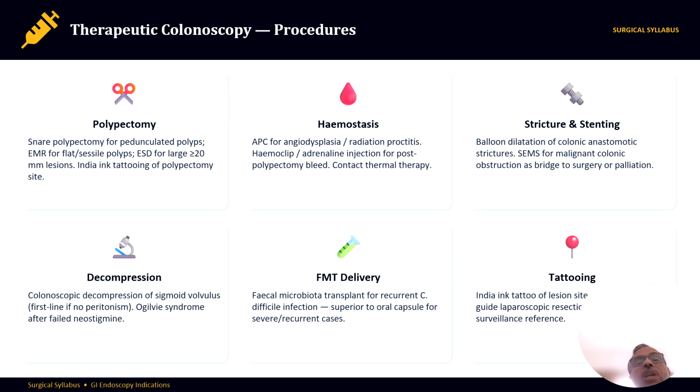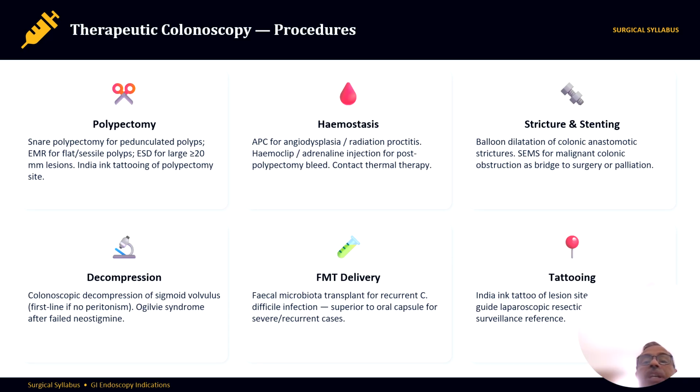You can use hemoclips, adrenaline injection, even for post polypectomy bleed. You can also do contact thermal therapy or coagulation therapy. Stricture and stenting is another indication for therapeutic colonoscopy: balloon dilatation of colonic anastomotic strictures, and self-expanding metallic stents for malignant colonic obstruction as a bridge to surgery or palliation.